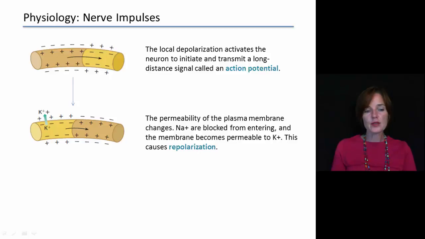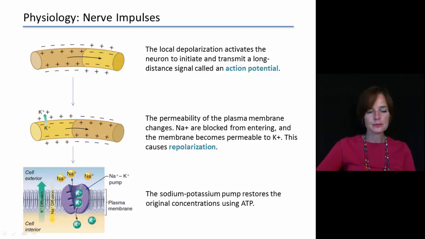The permeability of the plasma membrane is going to change again. This is going to result in blocking of the sodium from entering the cell. So sodium's no longer going to be coming in, and then we're going to get the membrane become permeable to potassium ions. And when it becomes permeable to potassium ions, that means potassium starts to exit. And as the potassium, which has a positive charge, begins to exit, we're going to get repolarization. So this is going to start to reestablish that inactive state.